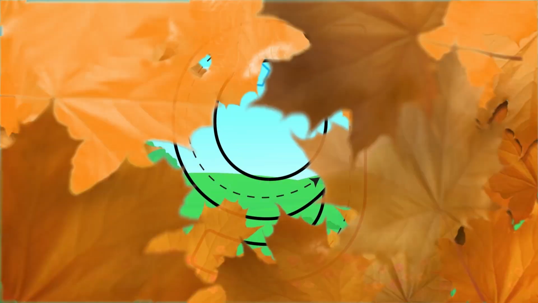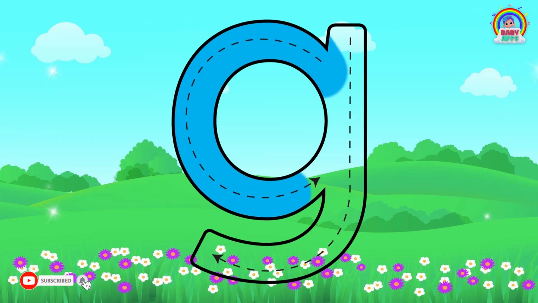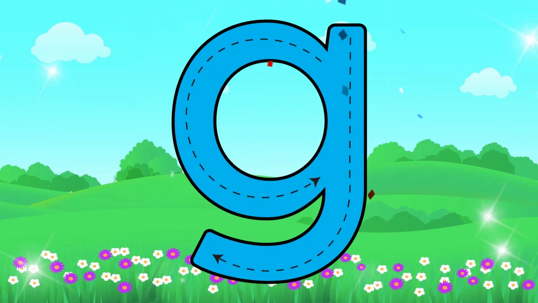Let's trace G. Go around, curve down, below the line and hook back. Very good.